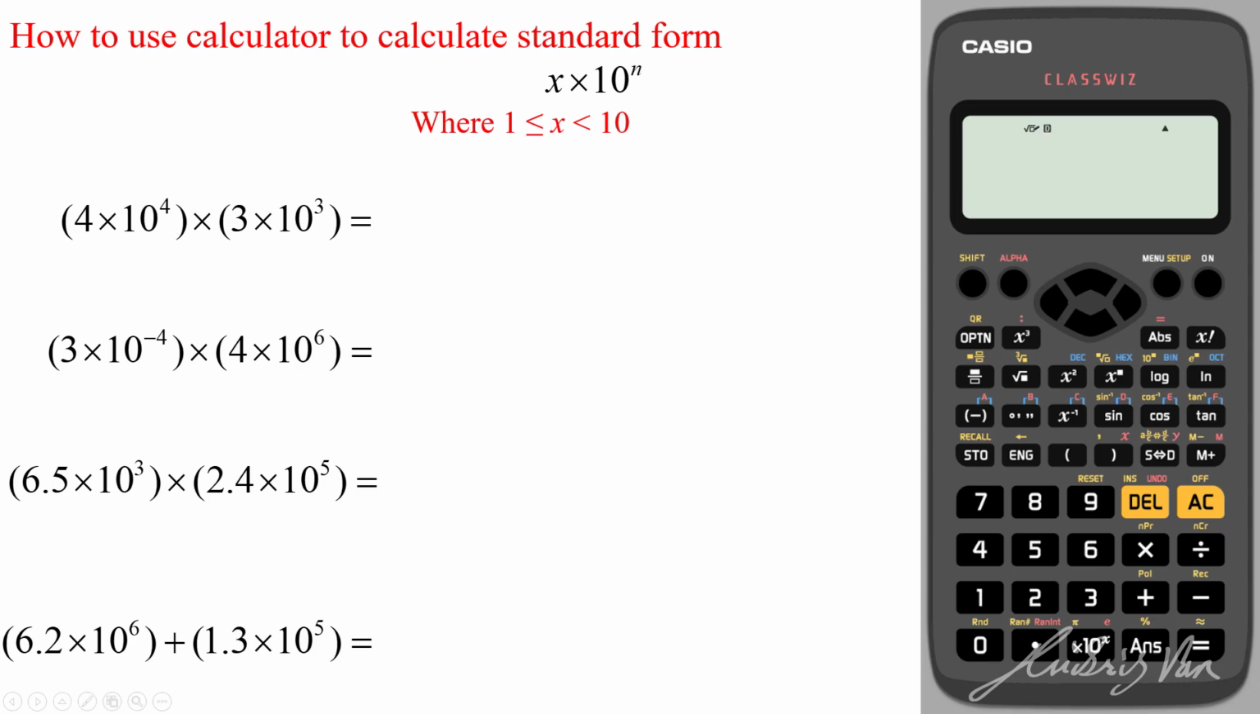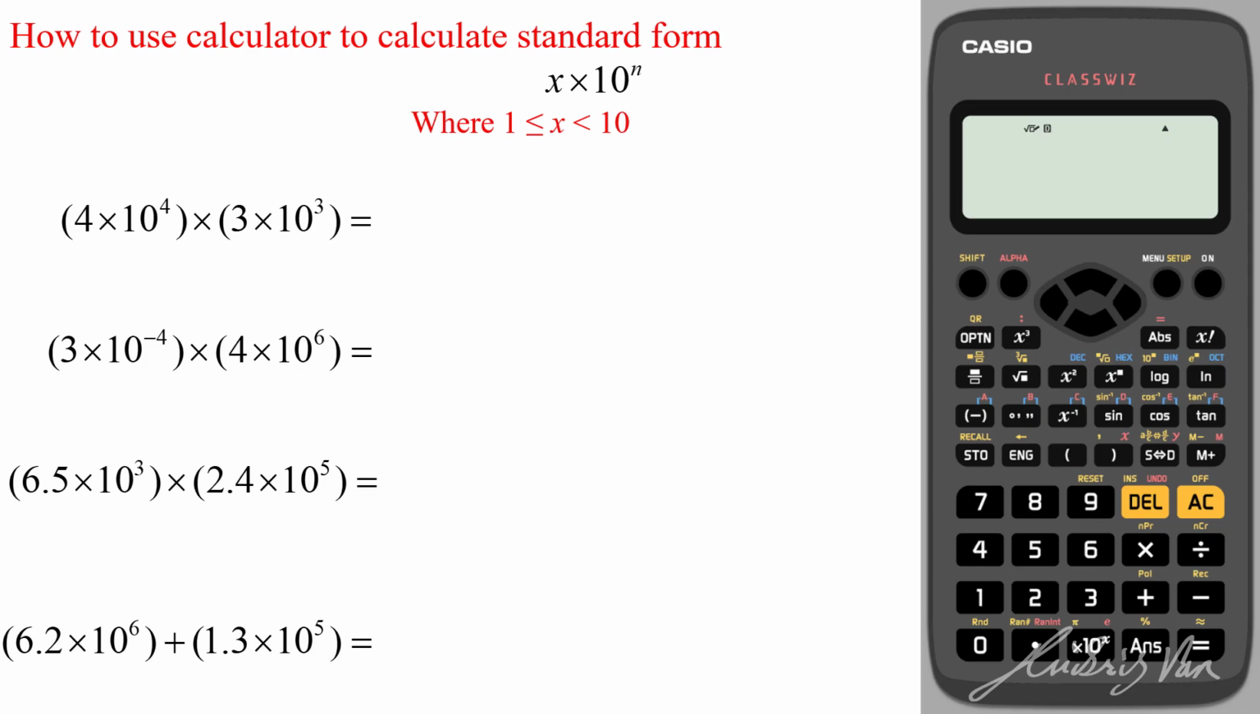Sometime in the exam, you'll be asked to use your calculator to calculate standard form. What is standard form? Standard form is x times 10 to the power of something, whereby x is between 1 and 10. For example, x can be 4, 3, 6.5, 6.2, 1.3, 2.4. So there's a lot of possible values of x. They just have to be between 1 and 10.